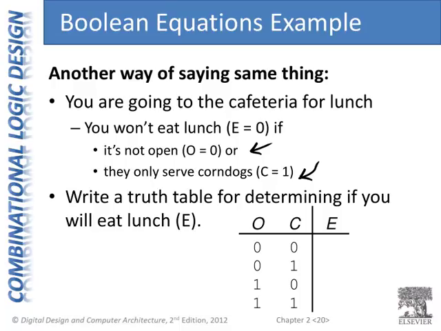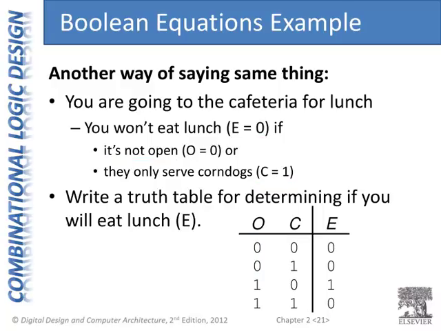So you won't eat lunch, so E is going to be equal to 0 if it's not open. Okay, let's see. These are the two cases when it's not open. So not going to eat lunch then. Or they only serve corn dogs. So these are the two cases where they only serve corn dogs. So not going to eat lunch. In either of those cases, that one already was taken care of with not being open as well. So now we know in every other case, we will in fact eat lunch. So when it's open and they're not just serving corn dogs, I'm going to eat lunch.